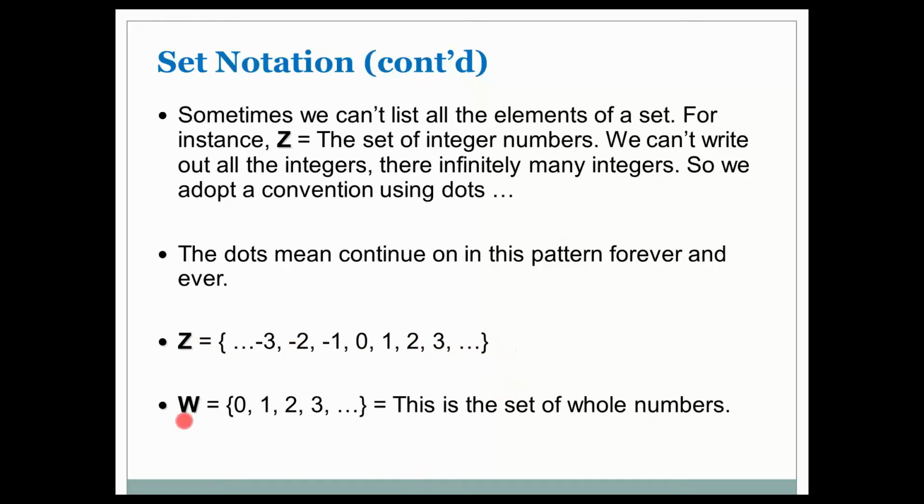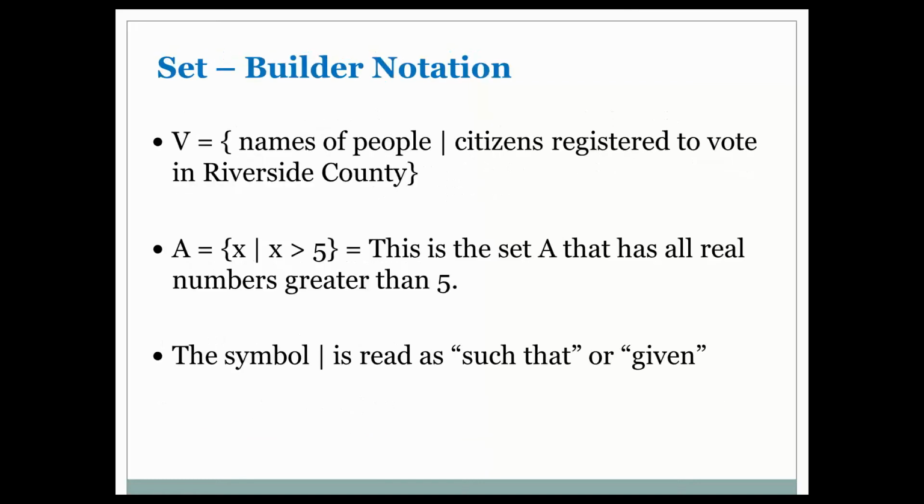And then here, W represents the set of whole numbers. Again, we start at 0. You don't have negatives, right? So we're starting at 0 and we're going up to infinity with the dot, dot, dot. Then there's set builder notation. When it's not convenient to list all the elements, we'll use a notation that employs the rules in which an element is a member of the set.